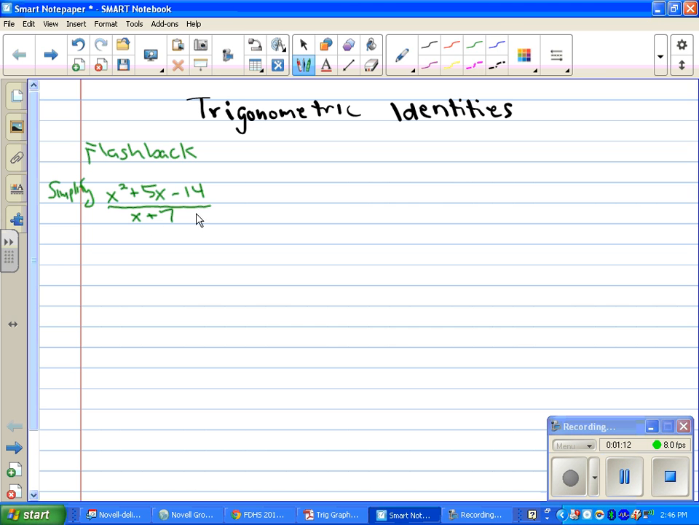Now, hopefully what you realize is that you could just factor this thing and it would break down into x minus 7, x plus 2. The factors x minus 7 would cancel, and you're left with x plus 2. And hip hip hooray, it's considered to be simplified. Hopefully that's what you did.